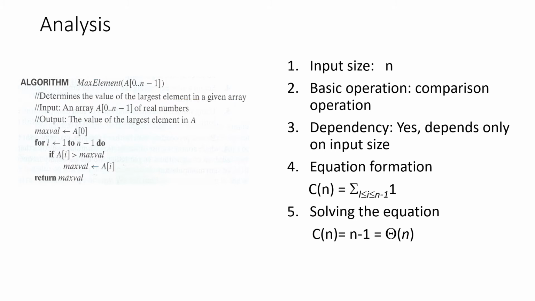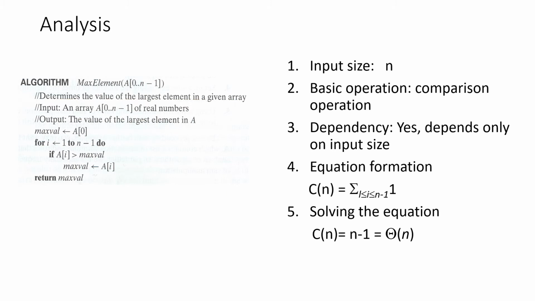Why? Because C stands for the comparison operation and n is the input size. Since it is not recursive, we write it as a sum where the limit ranges from 1 to n minus 1. Here 1 is the lower limit, and n minus 1 is the upper limit. I just have copied this loop. So what is the value of i? It ranges from 1 to n minus 1.